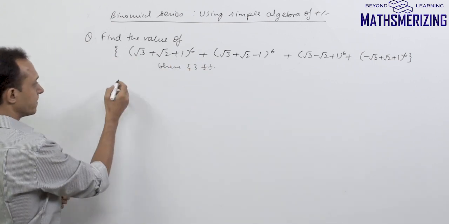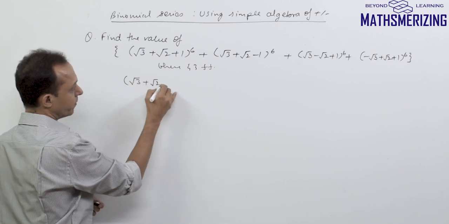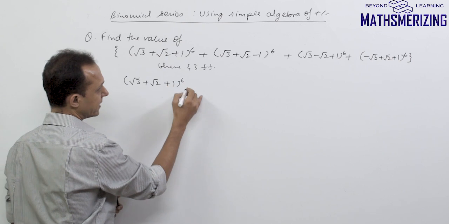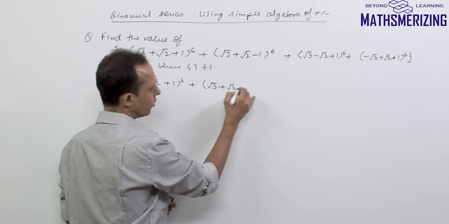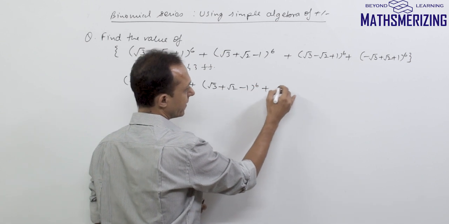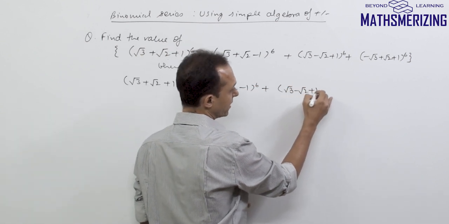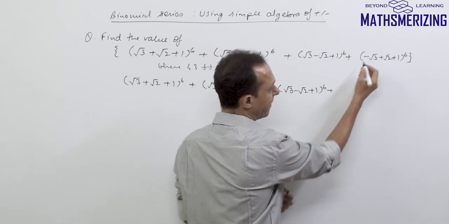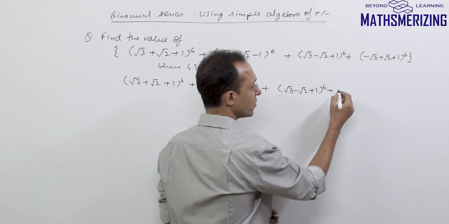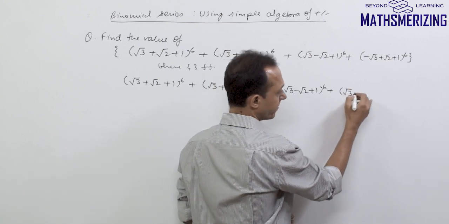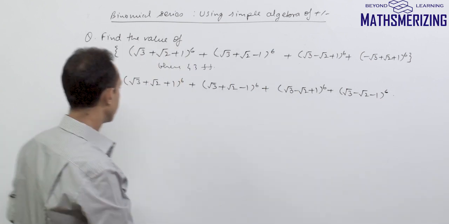Now what I'll do is I'll write this as (root 3 plus root 2 and then plus 1) to the power 6, and here I'll write (root 3 plus root 2 minus 1) to the power 6. Here it is (root 3 minus root 2 plus 1) to the power 6, and here I'll take minus 1 common, so (minus 1) to the power 6 will be simply plus 1. So I'm going to write it as (root 3 minus root 2 and minus 1) to the power 6.